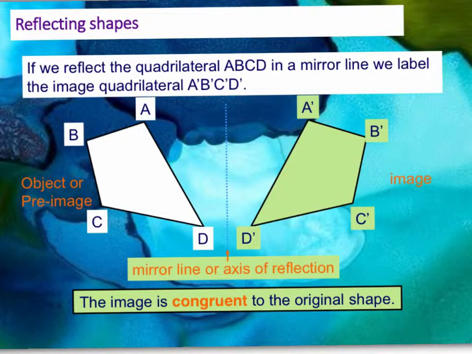This slide is just to remind you of the different vocabulary terms we deal with when talking about transformations. Remember that the original is called the object or the pre-image, and then once you reflect it or translate it or rotate it, or one word for all that, once you transform the object, you then have the image on this side. And for us, this example gives us a mirror line or axis of reflection, and the image is congruent to the original shape.